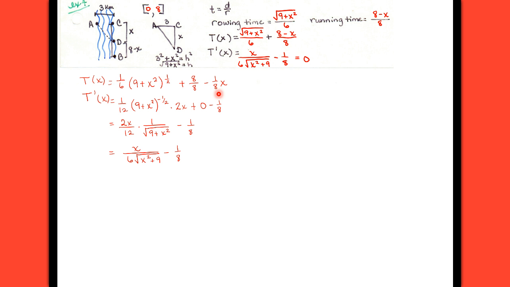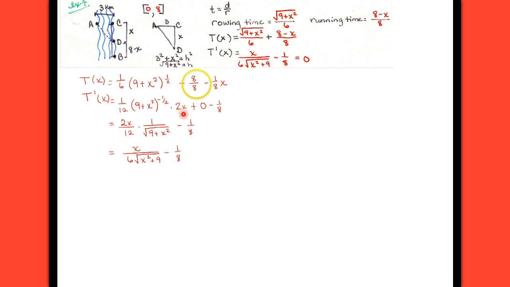So if we go through and take the derivative of this first piece, I'm going to use power rule and I'm going to use chain rule. So I'm going to say 1/2 times 1/6 to get 1/12, and then keep the quantity exactly the same, and subtract 1 from our exponent. So there's the derivative of the outside. And then we need to take the derivative of the inside. So the derivative of 9 would be 0, and the derivative of x squared would be 2x. So there's the derivative of the inside.